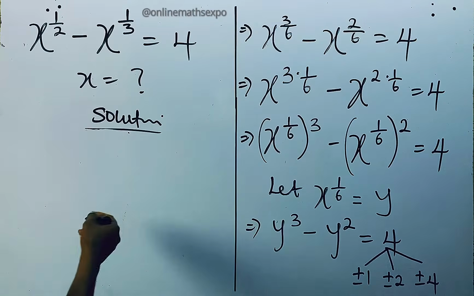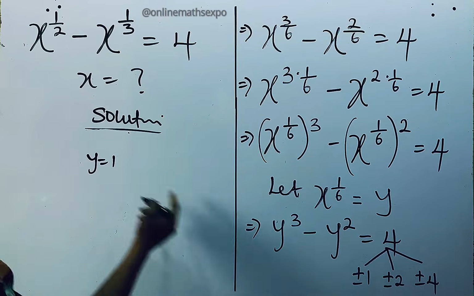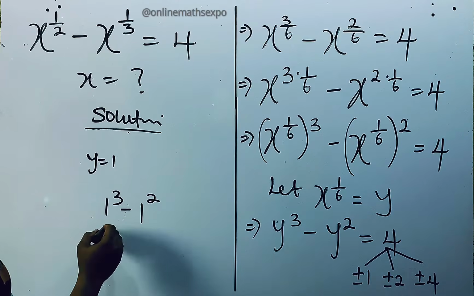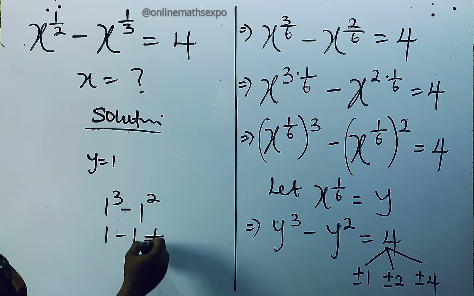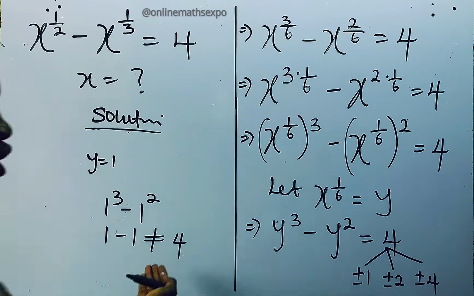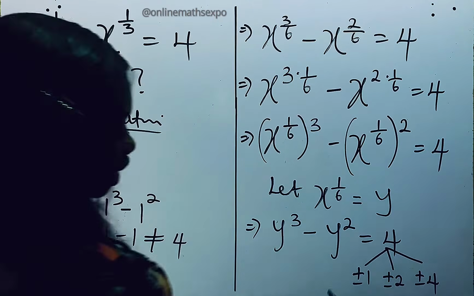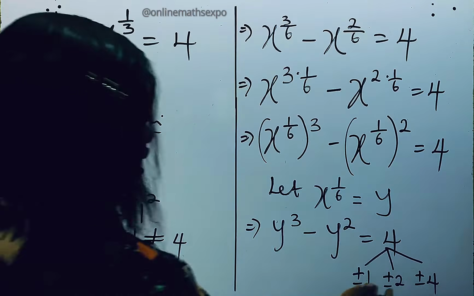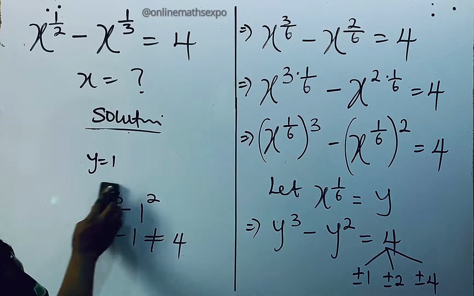So we can try for when y is 1. Let's substitute. You have 1 cubed minus 1 squared. This gives us 1 minus 1, which is not equal to 4. So 1 is not a solution. You can try for when y is negative 1. Let's discuss that. Now let's check for when y is 2.